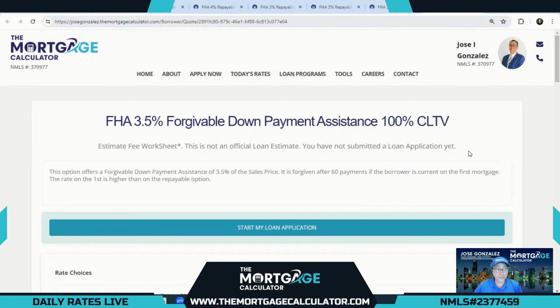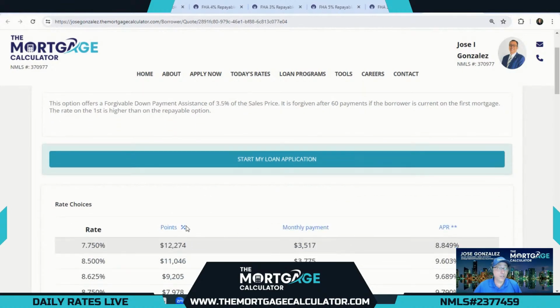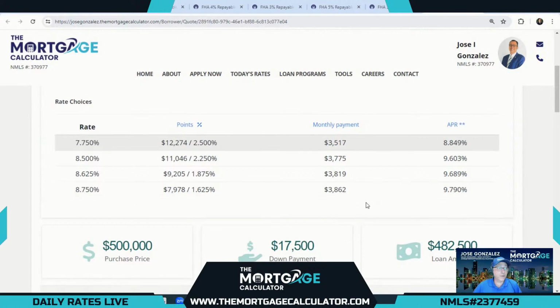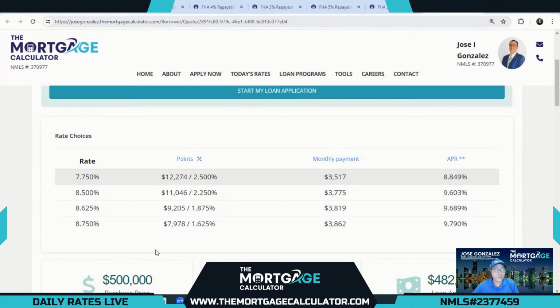However, what you should note is that the interest rate on the forgivable option first mortgage is higher than the interest rate on the repayable option first mortgage. So here we're looking at 8.75 as your lowest cost option at a cost of 1.625 points. And this is a lender paid option here with this pricing so that everybody's aware. And 7.75% is our lowest rate option at a cost of 2.5 points. So it is a little bit higher, as you will see on the forgivable option.